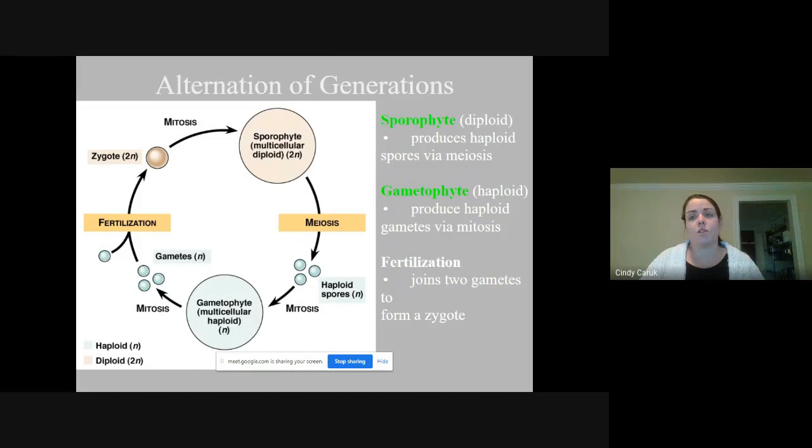Okay, so sporophyte, always diploid, is producing haploid spores by meiosis. Gametophyte is haploid, and it produces haploid gametes via mitosis because it's already haploid. And fertilization will form the diploid zygote.